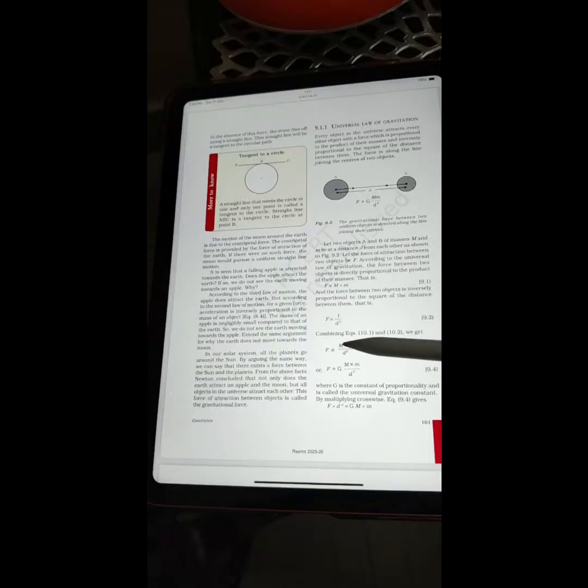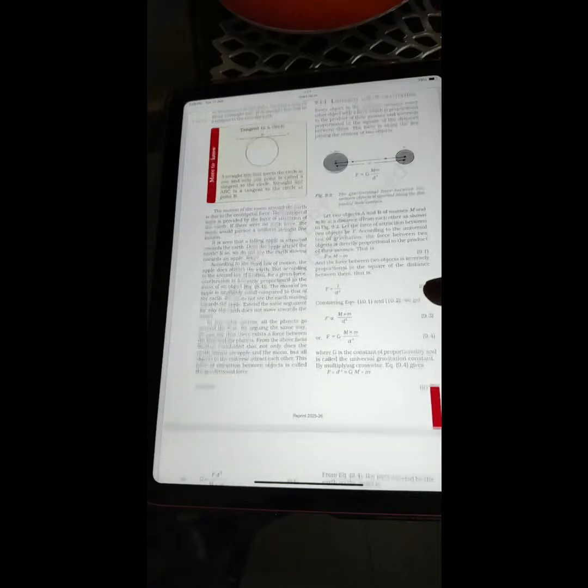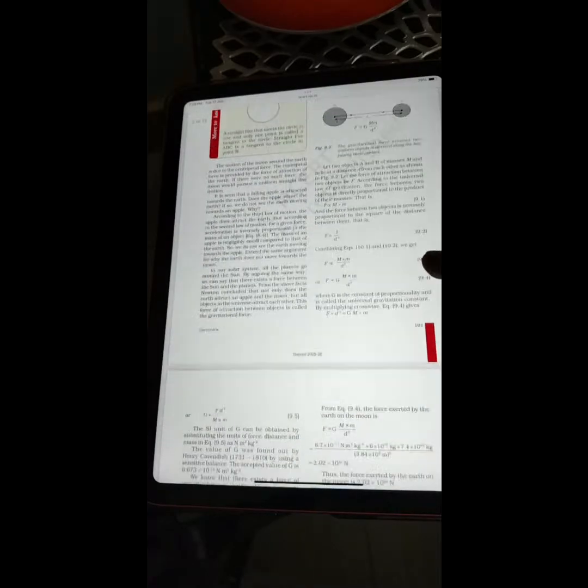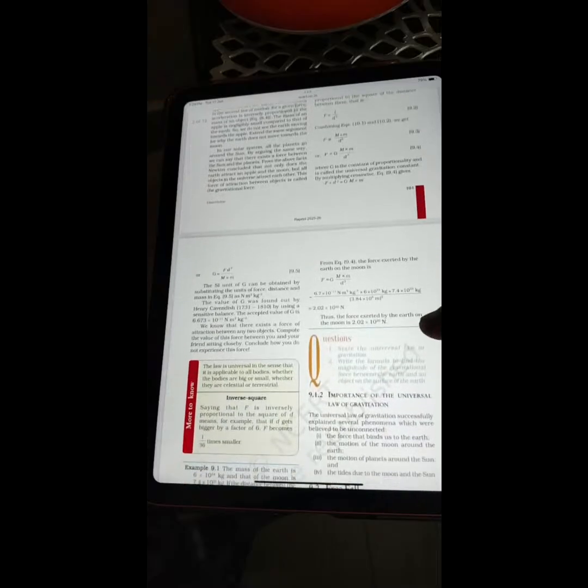F is directly proportional to capital M into small m by d square, or F is equal to capital G capital M small m by d square, where capital G is a constant of proportionality and is called the universal gravitation constant. By multiplying crosswise, equation 9.4 will give you F into d square is equal to G capital M small m.